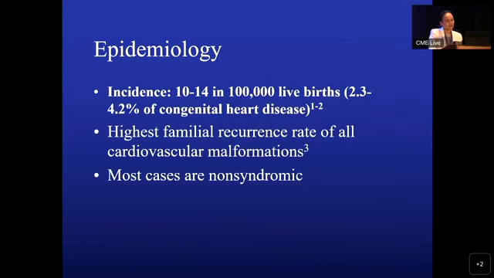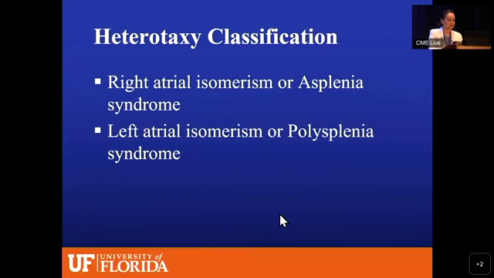So the incidence of heterotaxy is 10 to 14 in 100,000 live births, which is around 2.3 to 4.2 percent of congenital heart disease. And it has the highest familial recurrence rate of all cardiovascular malformations. Again, most cases are non-syndromic except for the heterotaxy itself. It's not combined, as we know, though with the advent of whole exome sequencing, I think we'll know further in the future what this entails.